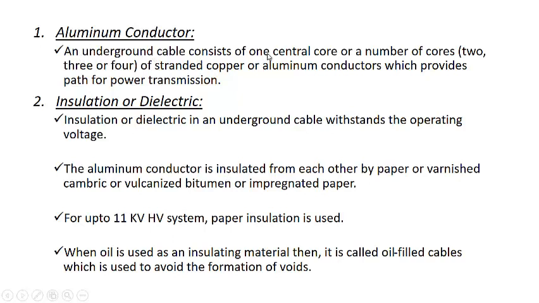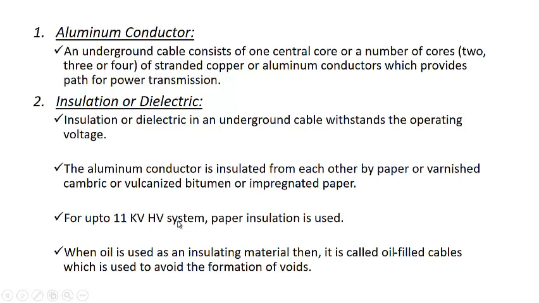An underground cable consists of one central core or a number of cores, two, three, or four, of standard copper or aluminum conductor, which provide paths for the power transmission. Insulation or dielectric in an underground cable withstands the operating voltage, because it provides insulation between the conductor and the sheath. And the sheath, please try to remember, is at ground potential. The aluminum conductors are insulated from each other by paper, varnished cambric, vulcanized bitumen, or impregnated paper.